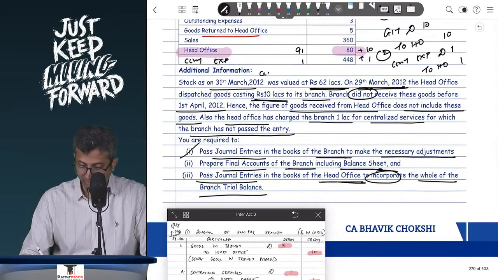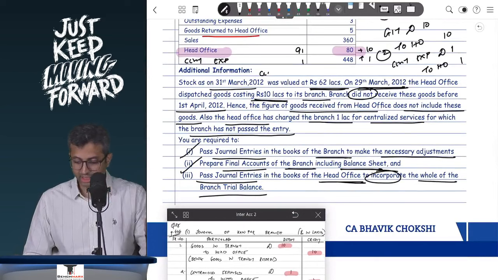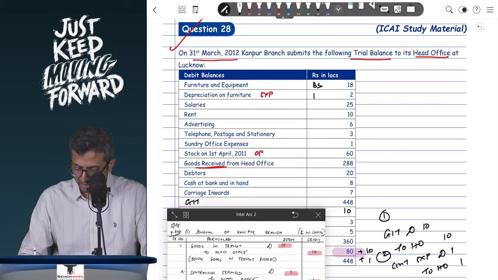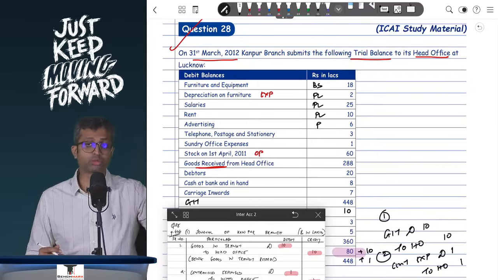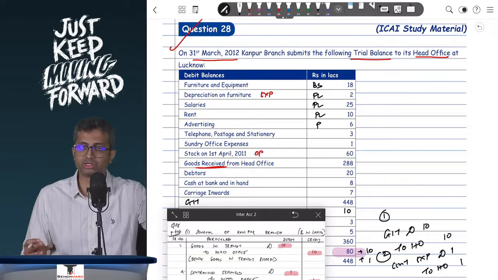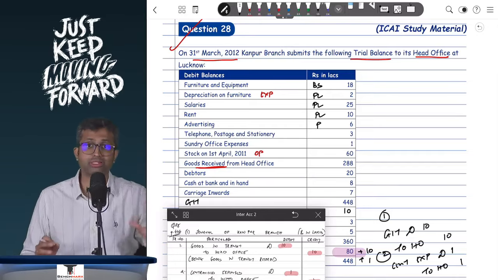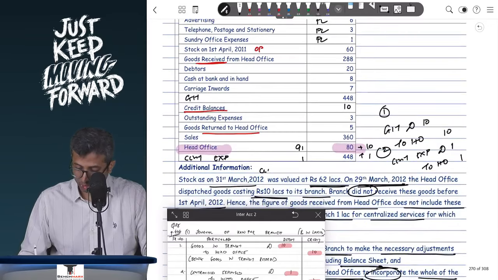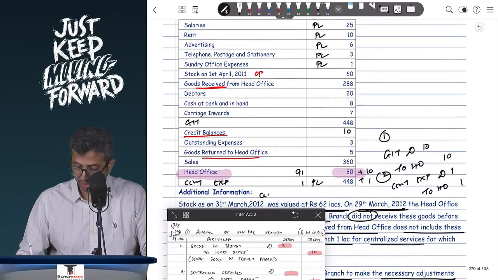Second, you are required to prepare final accounts, which will include the balance sheet as well as the trading and the profit and loss account. So when I do that, furniture and equipment will appear in the balance sheet, depreciation will go to the branch profit and loss, salaries in the profit and loss, rent in the profit and loss. We are assuming that the furniture will be after depreciation, so you must have passed depreciation account debit to furniture, but depreciation has not yet been closed. It's a nominal account. Profit and loss, telephone, profit and loss, office expenses, profit and loss. Apart from that, you will also have centralized expenses, which will appear in the profit and loss.